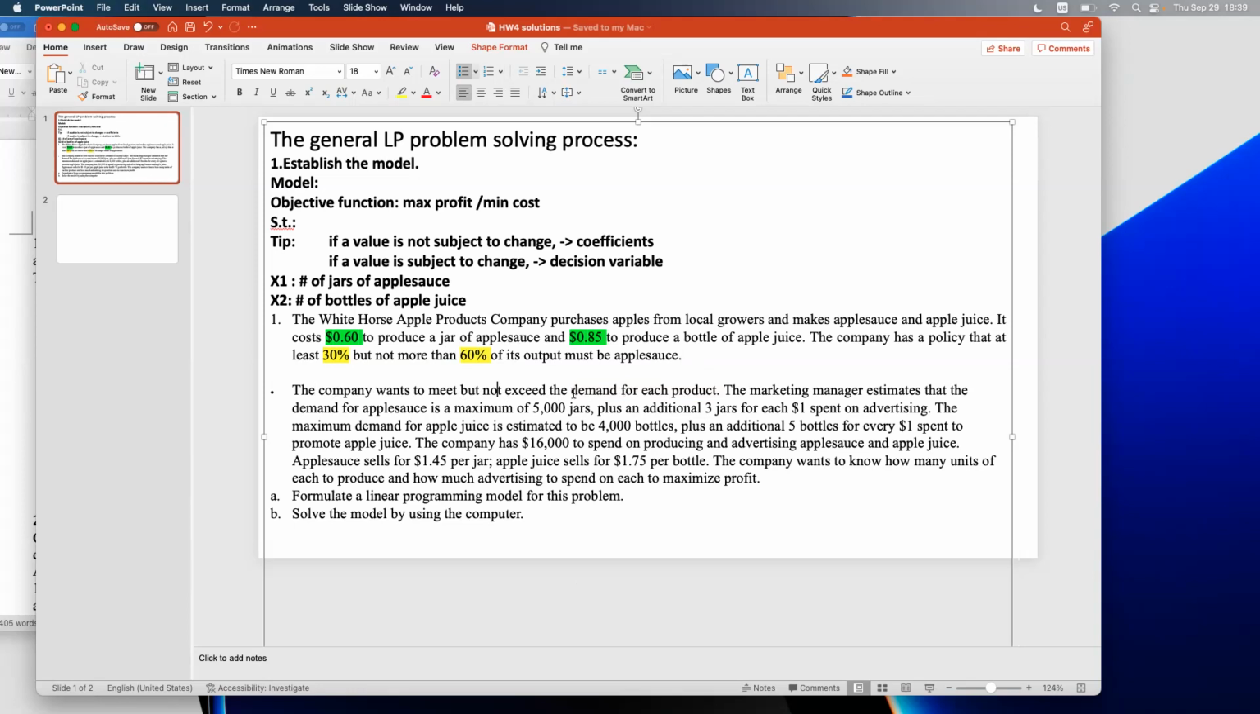Basically, if the market requires maybe 5,000, you can produce 4,000, but you don't want to exceed the demand, so you cannot produce maybe 5,500. So that's another constraint, because it tells you the upper limit for the product quantity. Okay, the marketing manager estimates that the demand for applesauce is a maximum of 5,000 jars. So that's 5,000, another number.